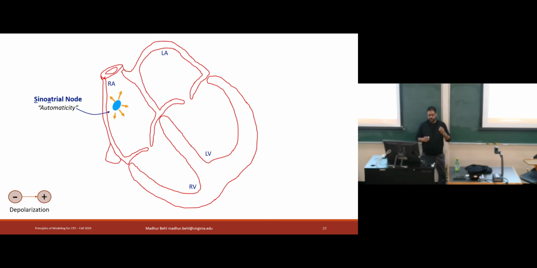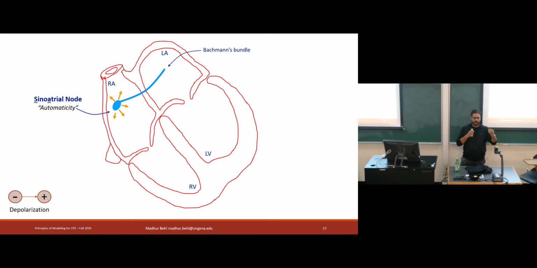The sinoatrial node depolarizes. So this electrical wave starts to propagate to the actual tissues in the right atrium. But at the same time, there is a special, think of it as a superconducting highway between the right and the left atrium. This is just another tissue, which is called Bachmann's bundle. And the speed at which this propagation wave can travel on this blue superconducting highway is much, much faster than how it is traveling in the atrium itself.